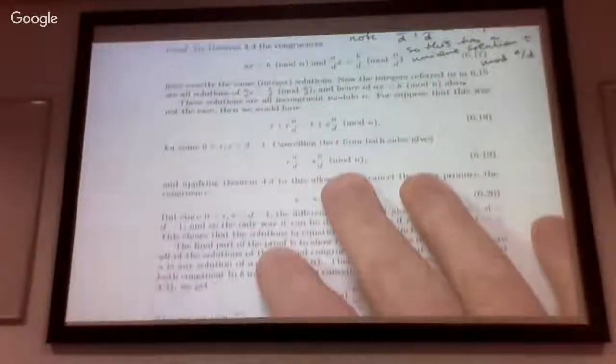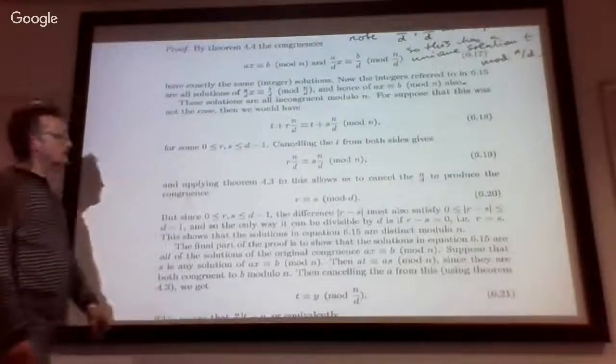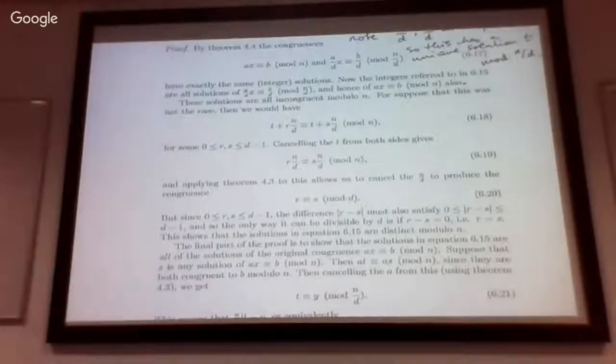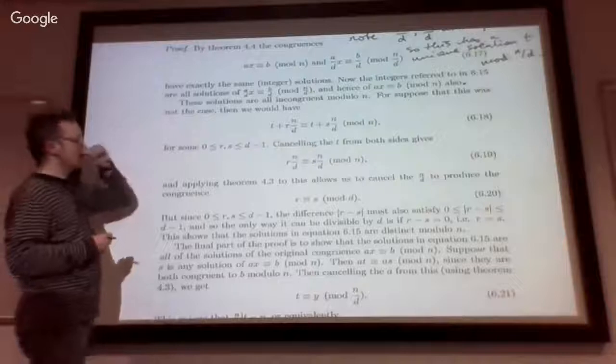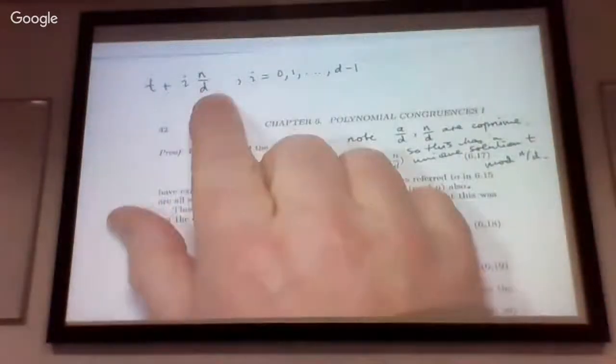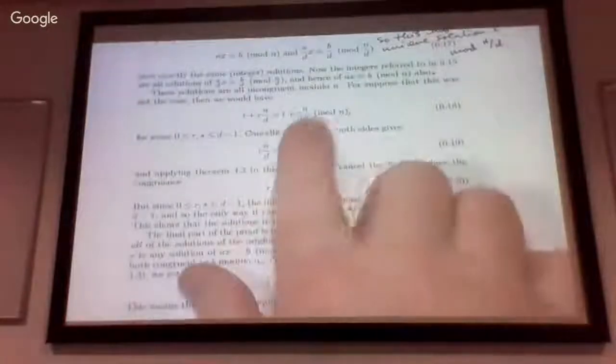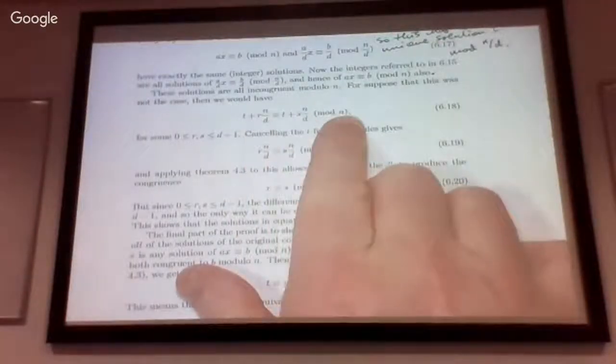So the first part is proved here. These solutions are all incongruent modulo n. Right? They're all different congruence classes. None of them are congruent to one another. So we do that by a quick, well, it's kind of like a proof by contradiction. So we suppose this was not the case. So suppose it wasn't true that these were all distinct modulo n. Well, if that wasn't the case, then we could pick out two of them that were congruent.